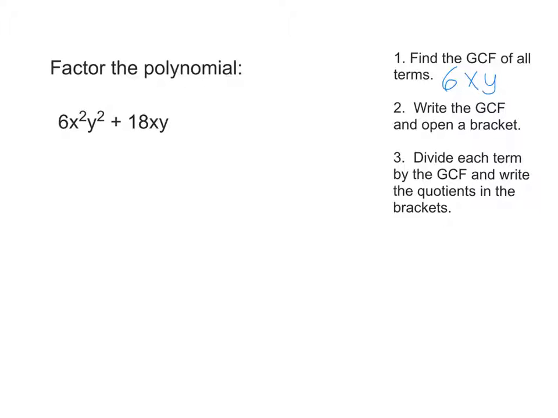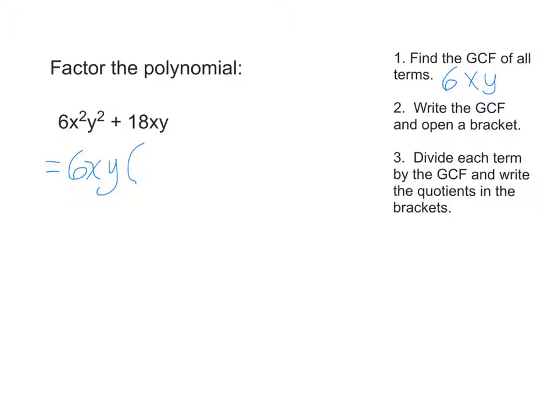Now if we take this polynomial and look at the second step, write the greatest common factor and open a bracket. So all I'm going to do is say this equals 6xy, and then I'm going to open up a bracket, because I'm going to write some other stuff in there. That step's easy. Once you find the greatest common factor, just write it down. Open a bracket. The third step, this is what we did yesterday. Divide each term by the greatest common factor and write the quotients in the brackets. So we're going to do 6x squared y squared divided by 6xy. Like I said, that's what you did yesterday.